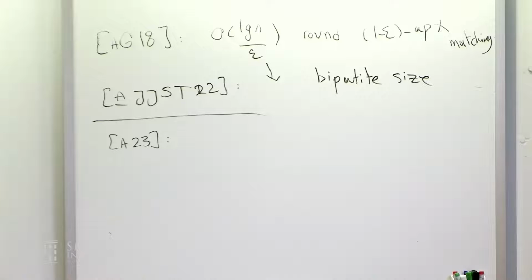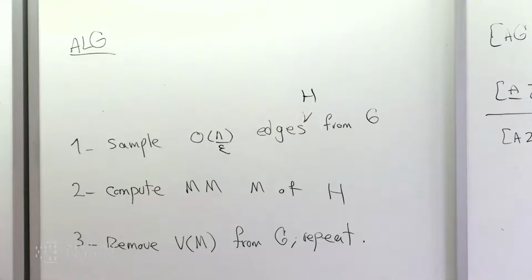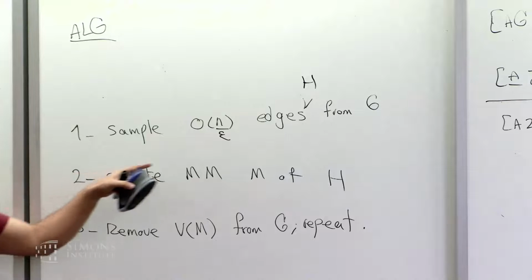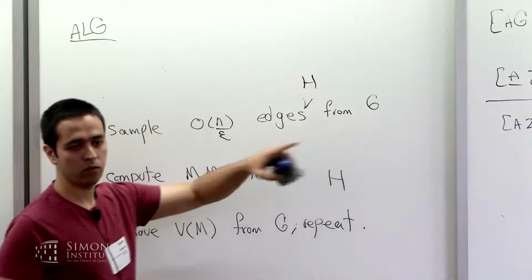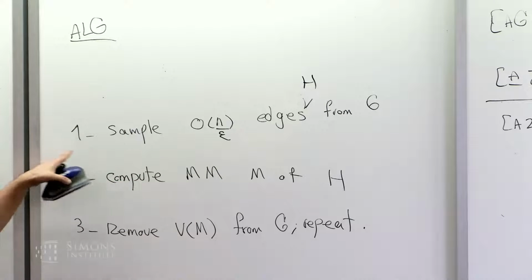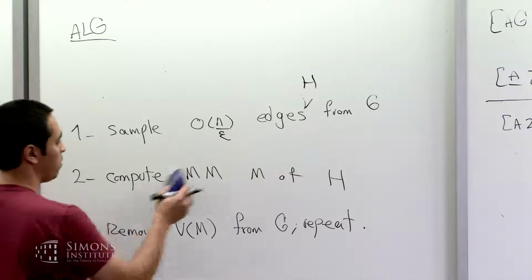So you sample, and to be specific, you sample order n over epsilon edges from the graph. Let's think of G as being a multigraph, okay? So your original graph is a multigraph. So you sample these many edges from it. You compute a maximum matching.